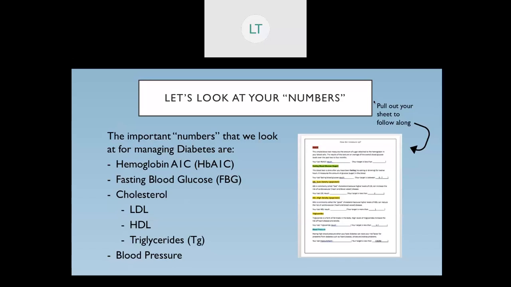But these are all really important numbers that we look at in your diabetes visits or with your pre-diabetes blood work, just to make sure that you're within target in as many of them as possible. So if you do have this form, definitely pull it out and we'll go through it together. The main numbers that we're going to look at regularly are the hemoglobin A1C, the fasting blood sugar, your cholesterol levels, which is broken down into different parts, as well as your blood pressure. So we'll go through kind of what each of these mean here in a second.